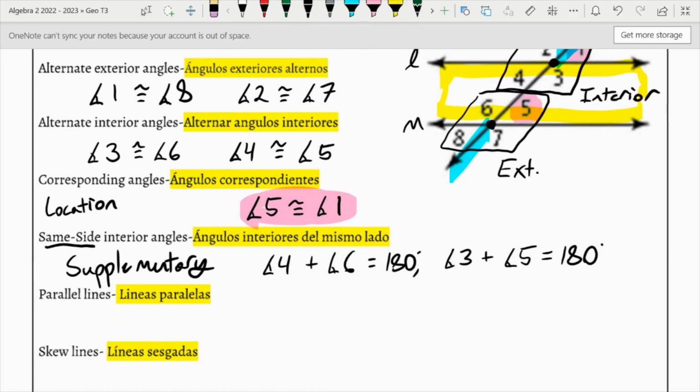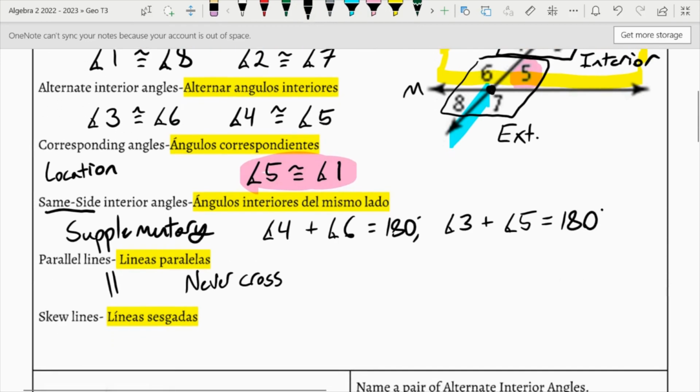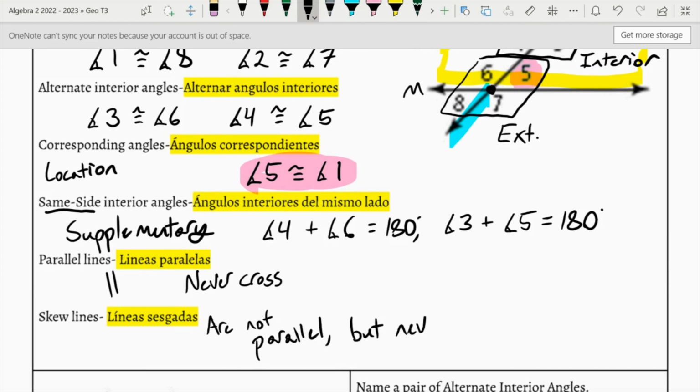Parallel lines never cross. Okay, and we use this symbol. And skew lines. Okay, skew lines are not parallel, but they never cross. Okay, you have to think about this 3-dimensionally.